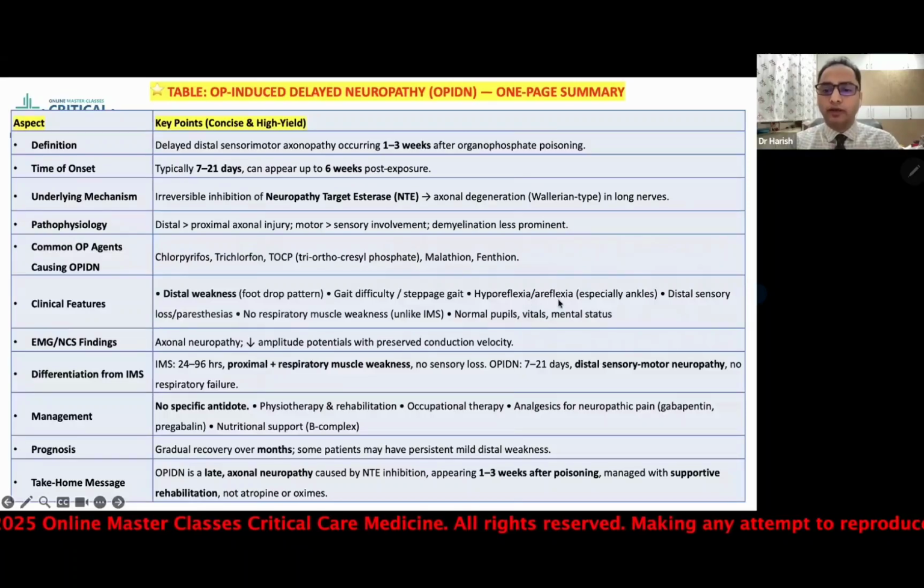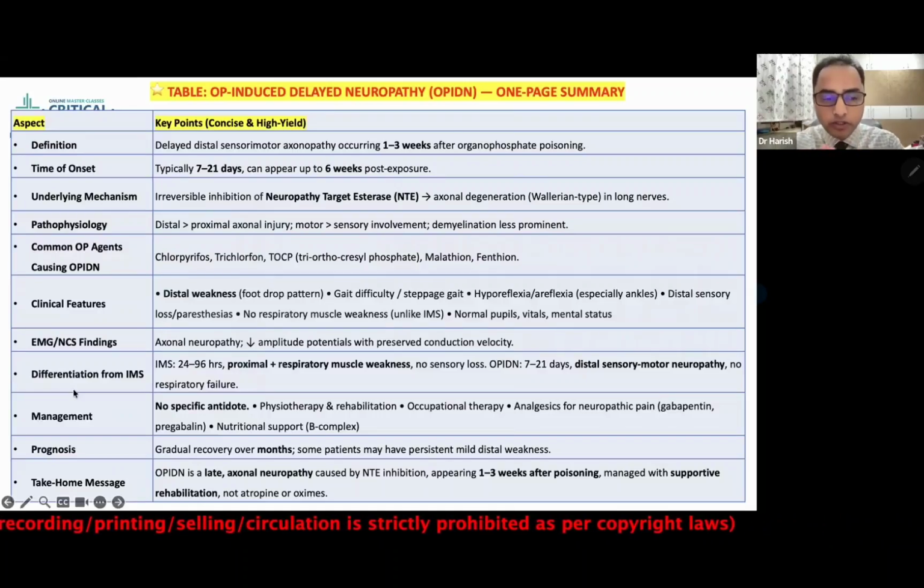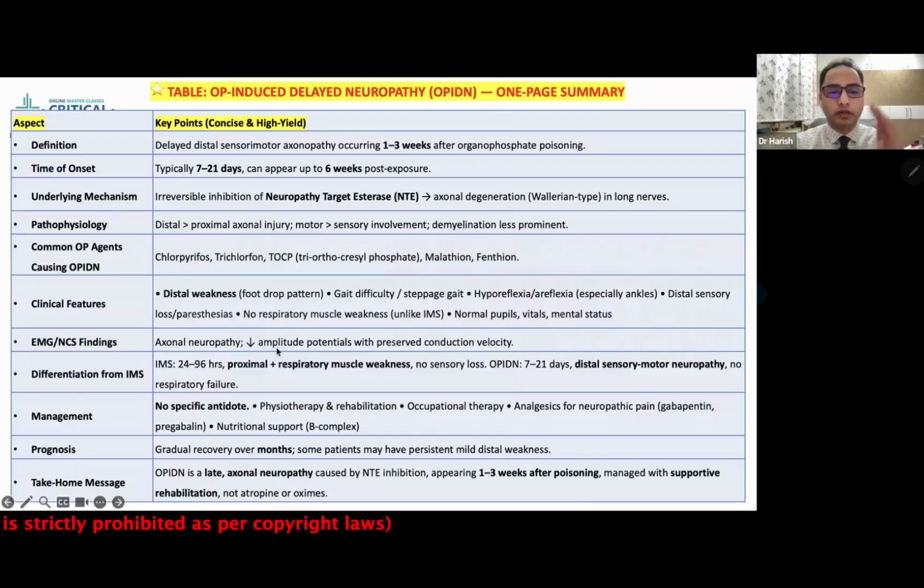So hyporeflexia, areflexia, especially at the ankle. Distal sensory loss, paresthesia, and no respiratory muscle weakness, unlike intermediate syndrome. Very, very important differential. Pupils are normal, vitals are normal, mental status is normal. Okay. If you do a nerve conduction study or EMG, ENMG, there is an axonal neuropathy pattern, decrease in amplitude of potentials with preserved conduction velocity. So we should differentiate it from intermediate syndrome. Usually IMS onset is 24 to 96 hours after OP exposure.